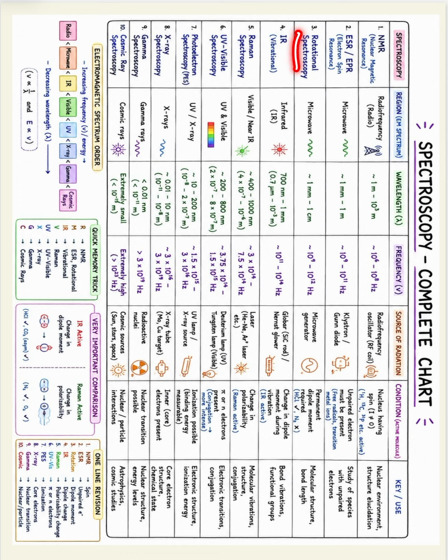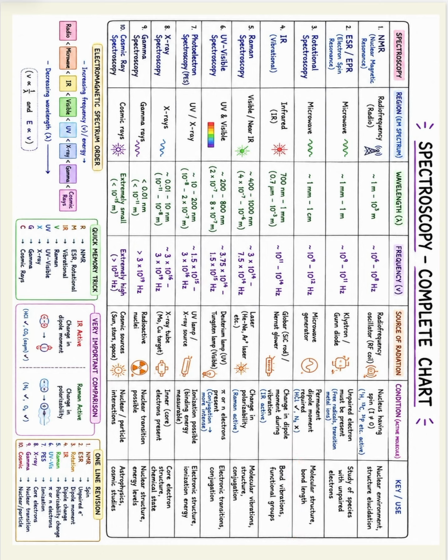Rotational spectroscopy also works in the microwave region, with a wavelength of 1 millimeter to 1 centimeter, and a frequency region of 10 to the power 9 hertz to 10 to the power 12 hertz, and the source of radiation is a microwave generator. The condition for a rotational spectroscopy molecule is that a permanent dipole moment is required. From rotational spectroscopy we get information about molecular structure, such as bond length.